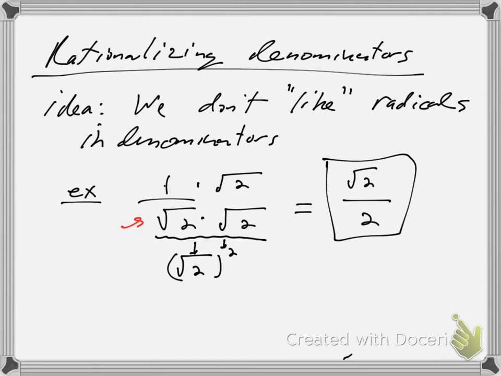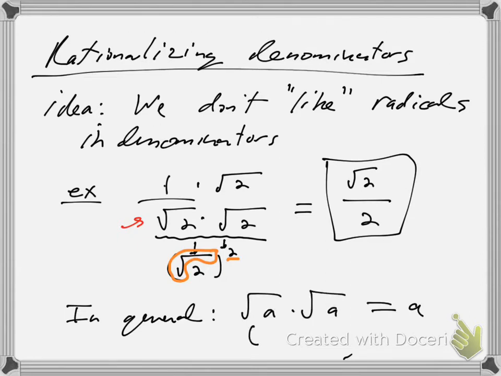The 2 and the square root kind of cancel each other out. And in general, this is always true. The square root of a times the square root of a will always just be a, because this is really the square root of a squared, and the 2 and the square root undo each other. So the way we rationalize the denominator is we multiply the top and bottom by whatever that root is. Okay, let's try some more of these.